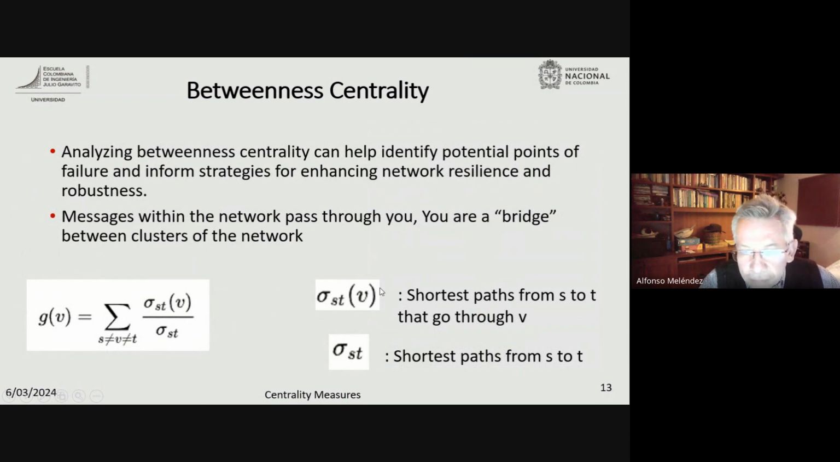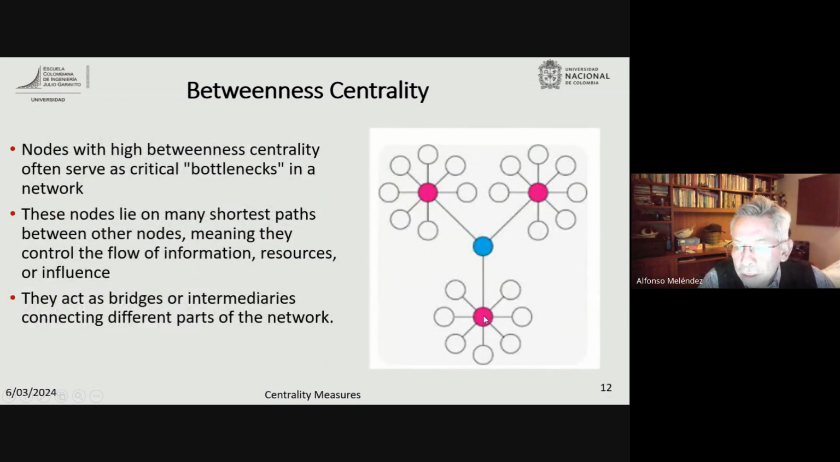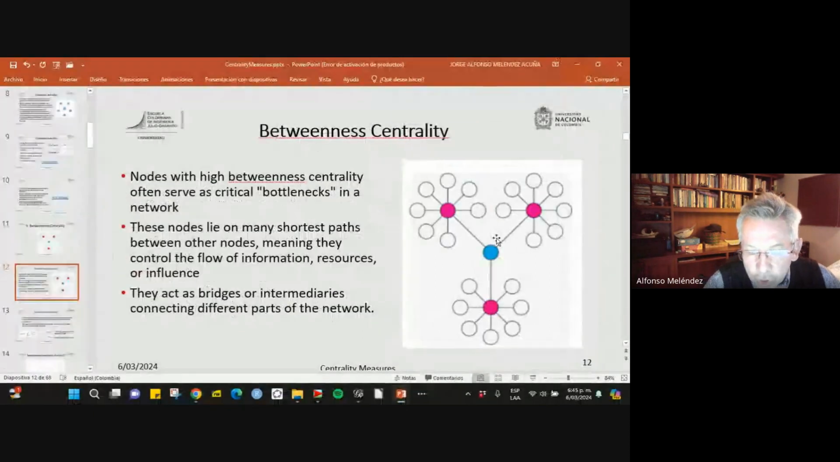So this is a sum, and then we divide by the shortest paths that go from S to T. If we have S here and T here, so what we are measuring is the percentage of shortest paths between all nodes that pass through here. Let me show you an example.